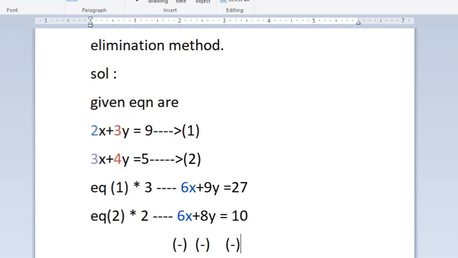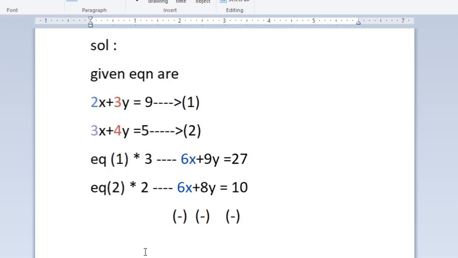Now you have to add the coefficients. That means whenever you change the signs, the subtraction becomes addition. So subtraction is nothing but addition. Then you have to add the coefficients. Here you have plus 6, here you have minus 6. You have to consider this sign only. Therefore plus 6 minus 6 gets cancelled. That means 0. There is no need to write 0.